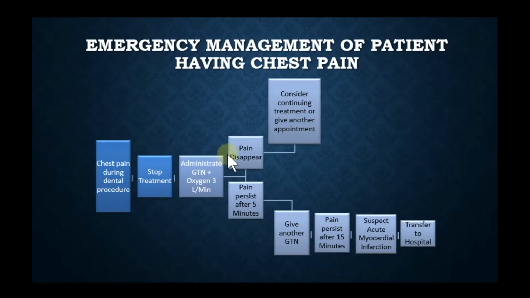If the pain disappears, then we might consider continuing our treatment or give another appointment. While if the pain persists despite the GTN and the oxygen being given, then after 5 minutes we can give another glyceryl trinitrate, either in the form of a spray or a sublingual tablet. If the pain disappears, then we consider treating the patient or give another appointment. If the pain persists even after 5 minutes, we give another GTN, up to a total of 3 GTN administrations.